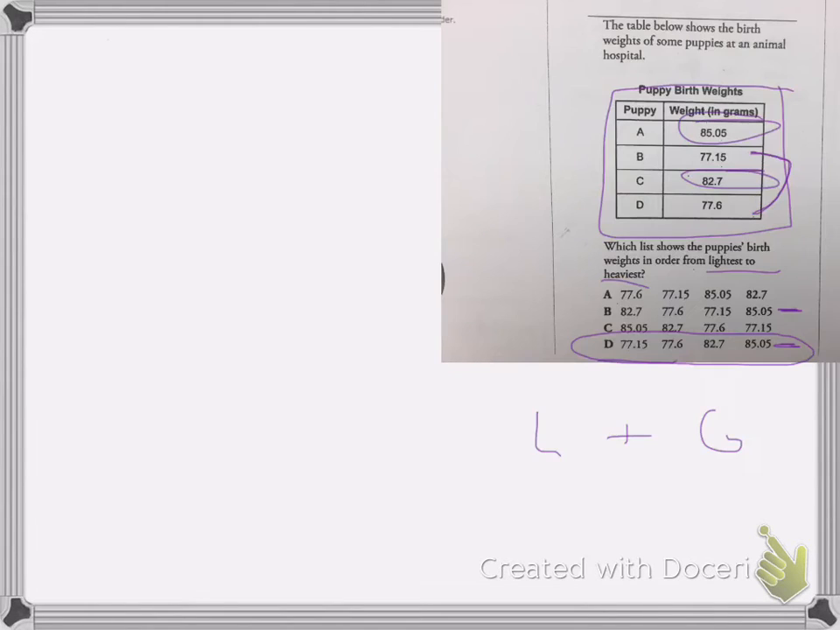All right. Oh, but if you wanted to, you can order 77.15. So 0.15 and 0.6. Well, which one's bigger, 0.6 or 0.1? 0.6. So my smallest one is B. 70, 57.15.